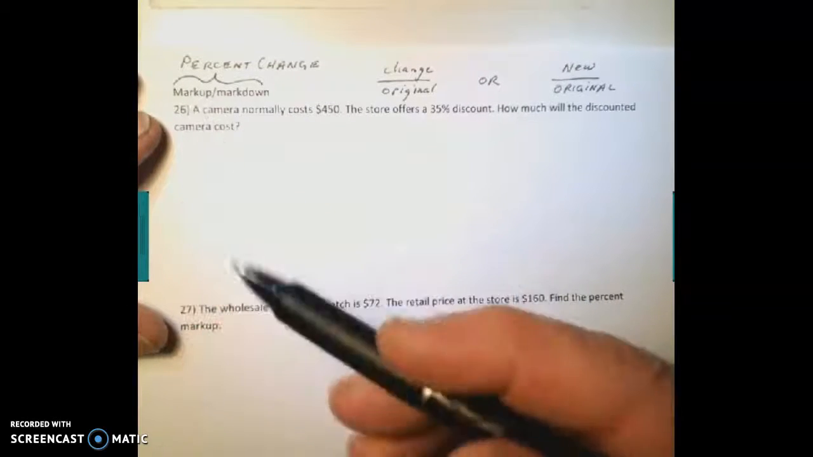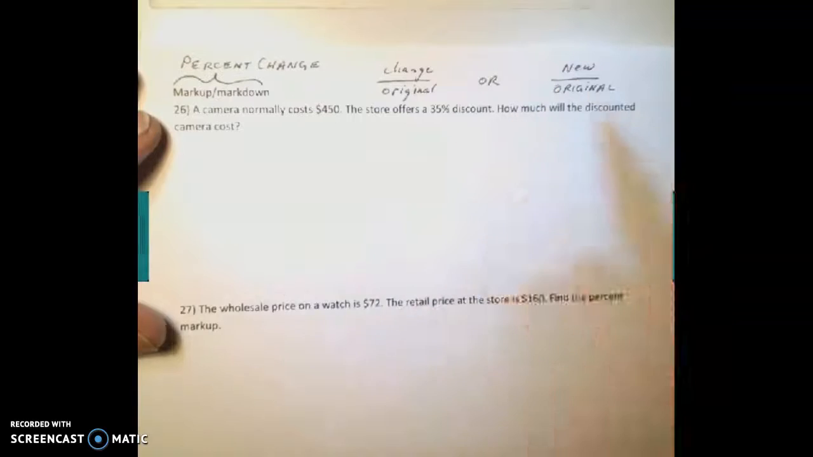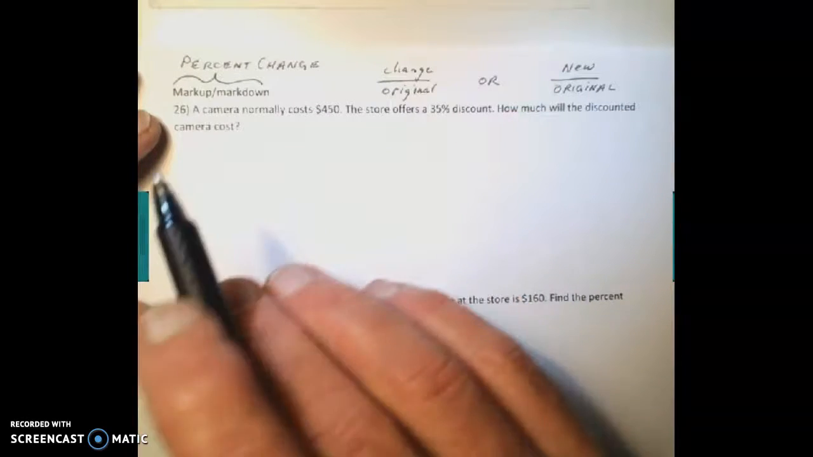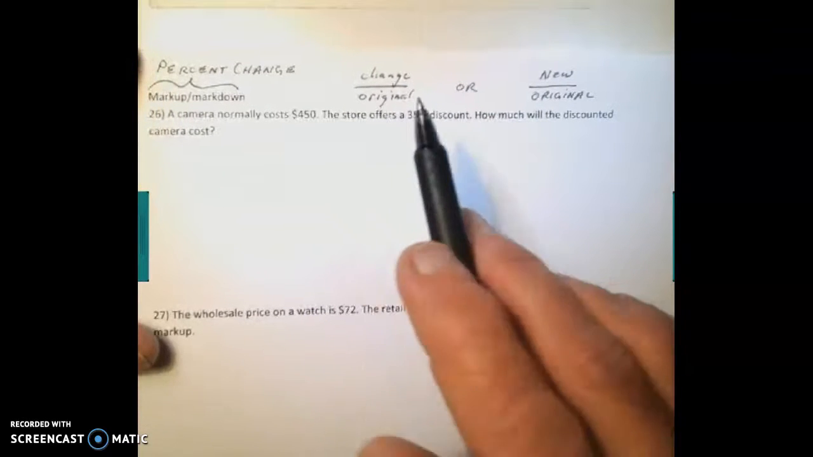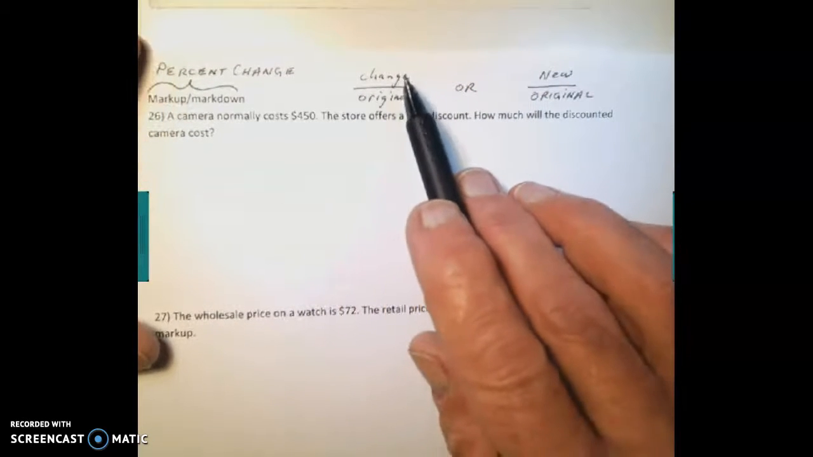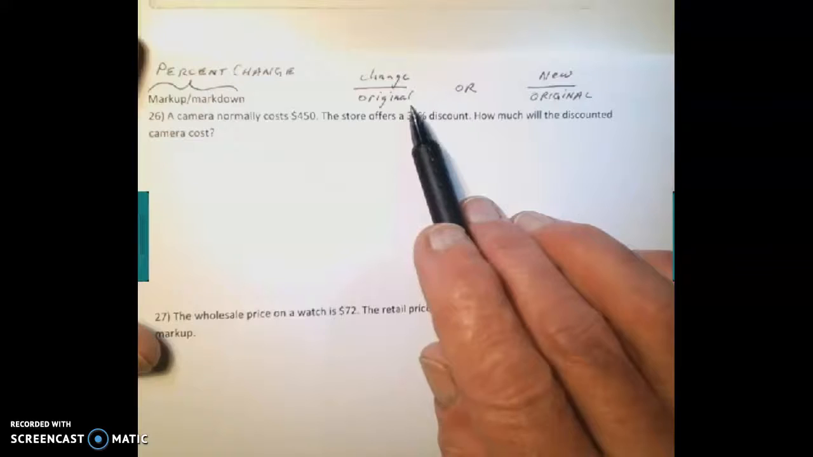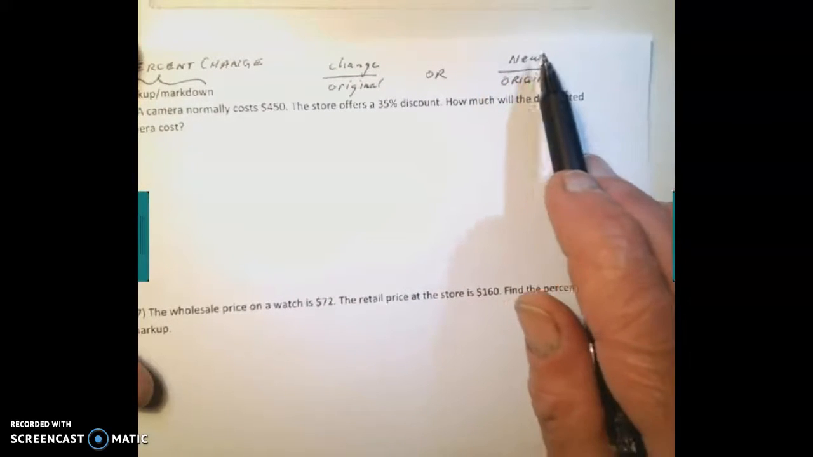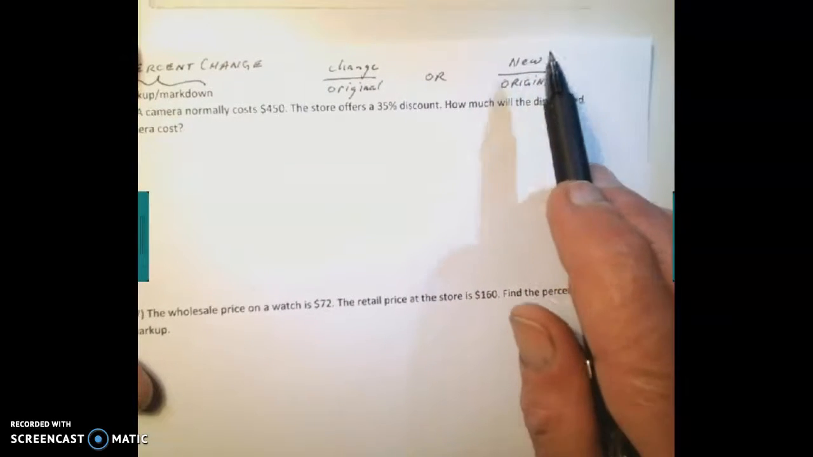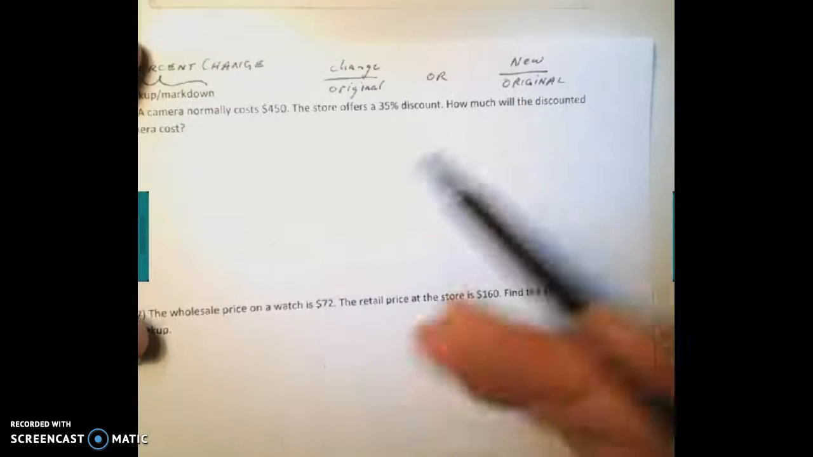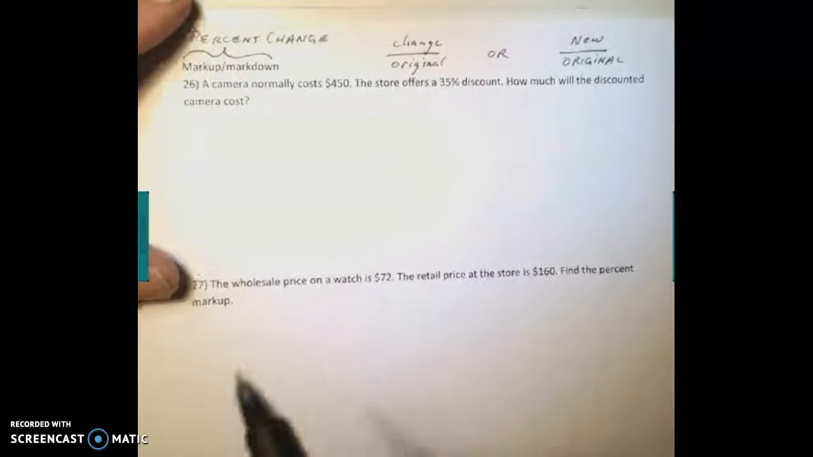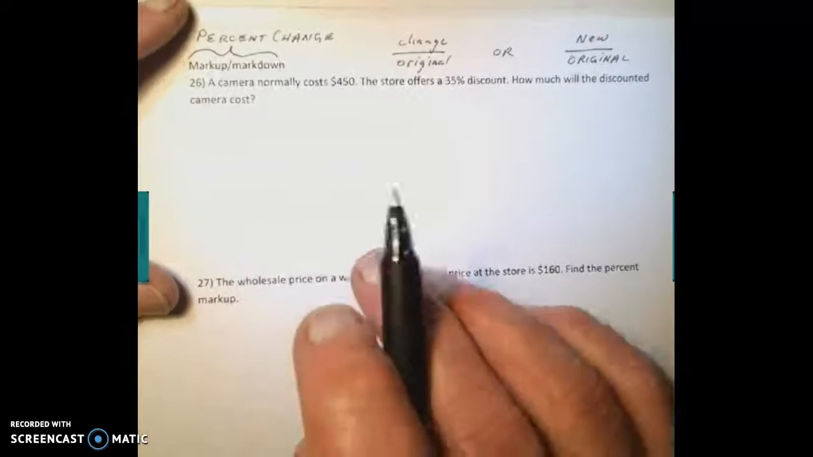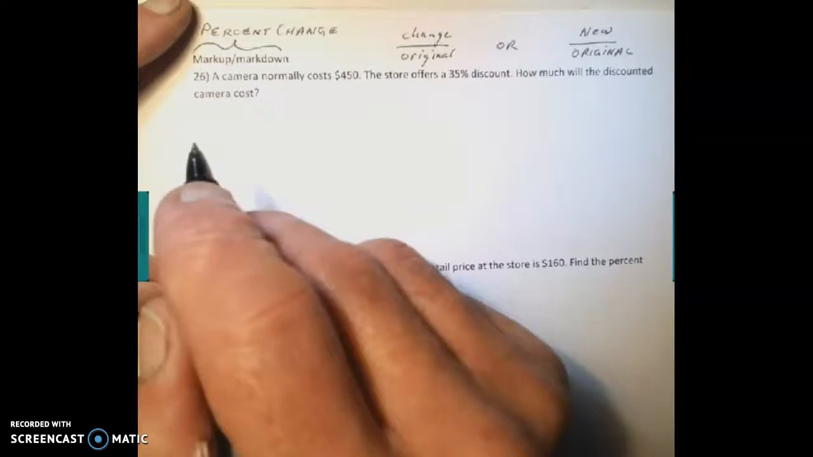With markup and markdown, the price is being changed up, or the price is being changed to a lower price, being marked down. So you're going to have the two options again. You can do these as change over original, or you can do these as the new amount over the original. I'm going to show it both ways. So I reprinted this with larger spacing so that I could do this both ways.